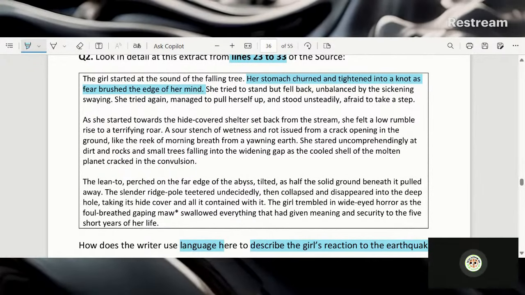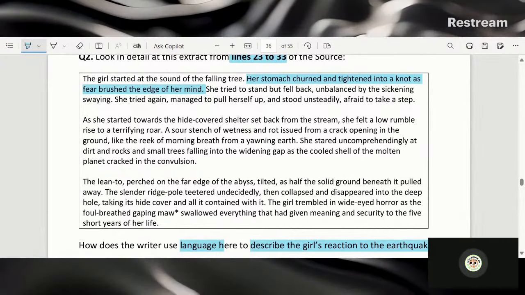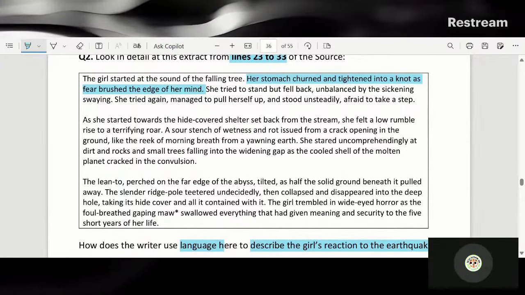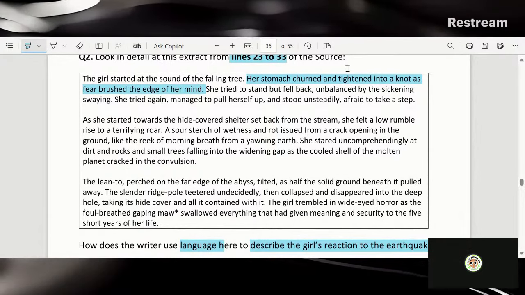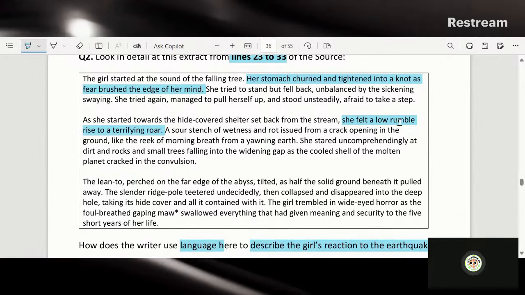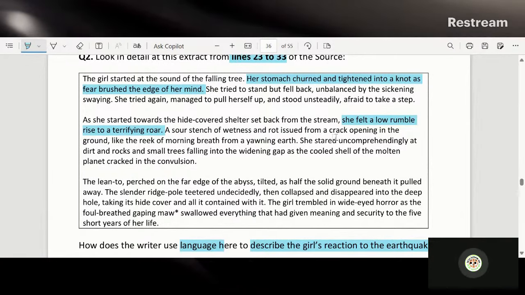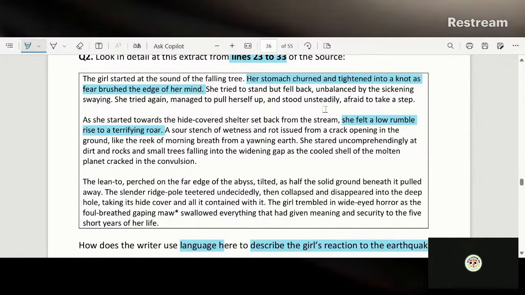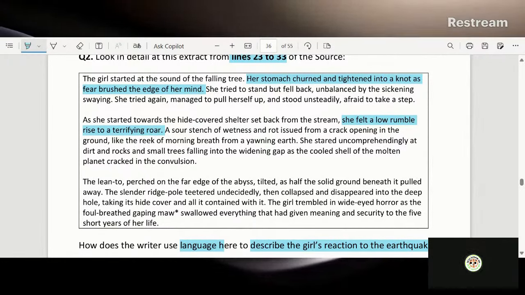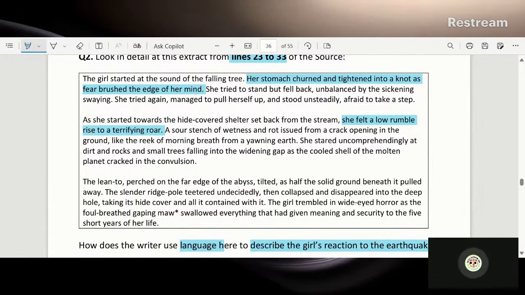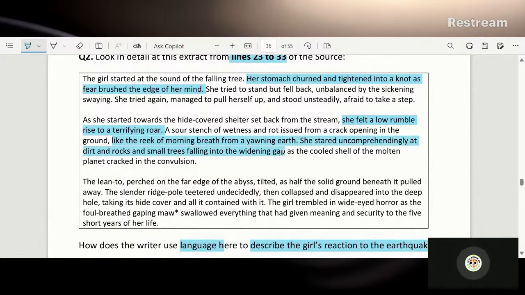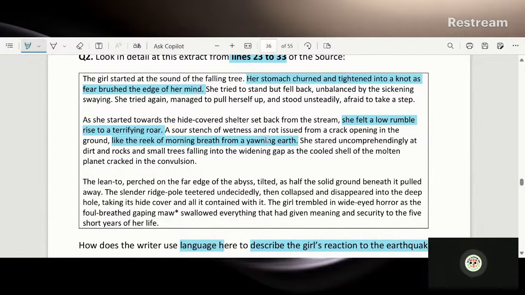As she started towards the hide-covered shelter set back from the stream, she felt a low rumble rise to a terrifying roar. So you've got the contrast between the low rumble and terrifying roar. A sour stench of wetness and rot issued from a crack opening in the ground, like the reek of morning breath from a yawning earth. So you've got a really nice simile there, which also embeds personification, which we can talk about.